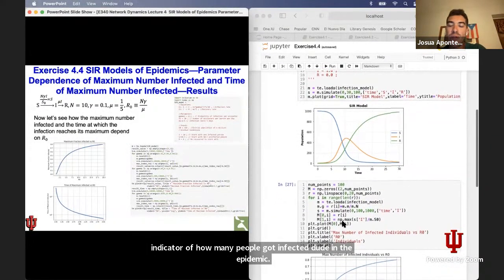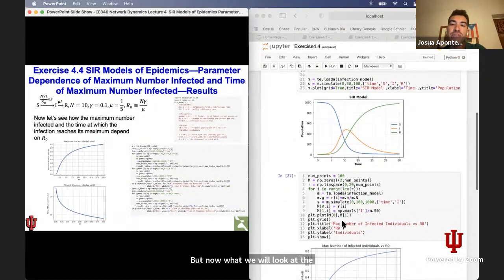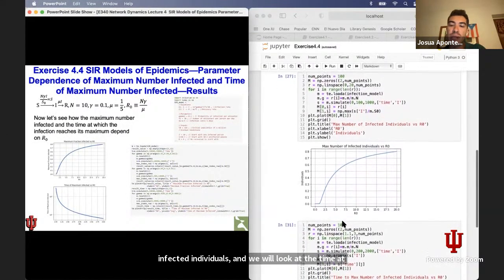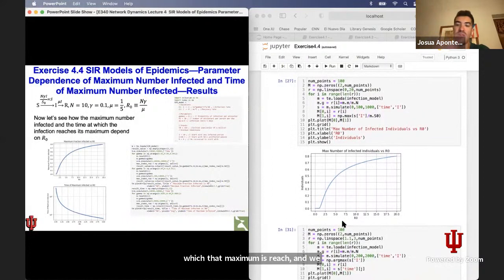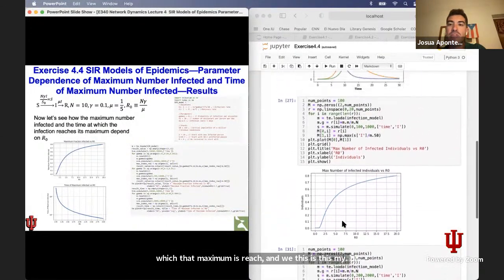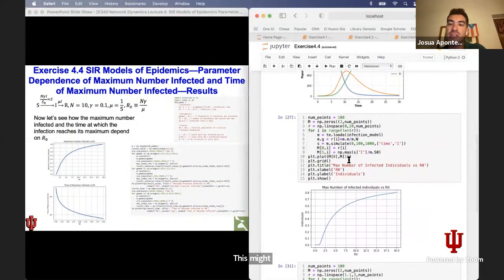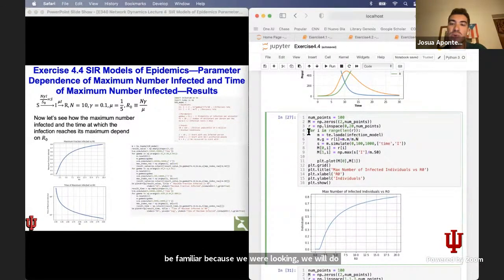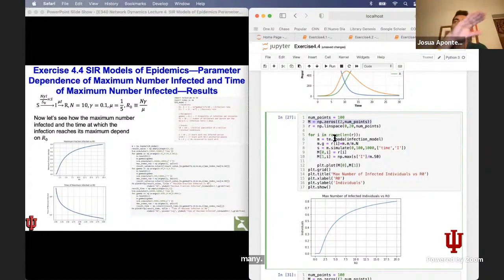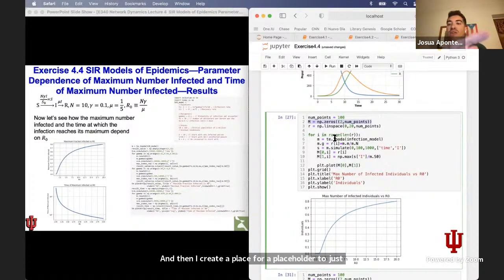But now we will look at the maximum number of infected individuals, and we will look at the time at which that maximum is reached. This might be familiar because we were doing something similar in the previous exercises as well. So again, the first thing I do is determine how many values of R I'm going to be evaluating, and then I create a placeholder to store the values of R and then the values of the maximum number of infected individuals in the second row.